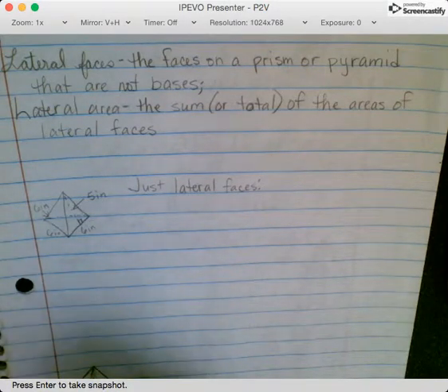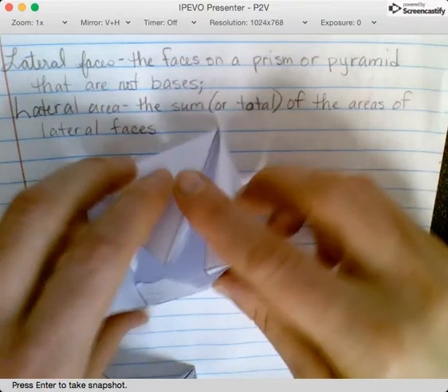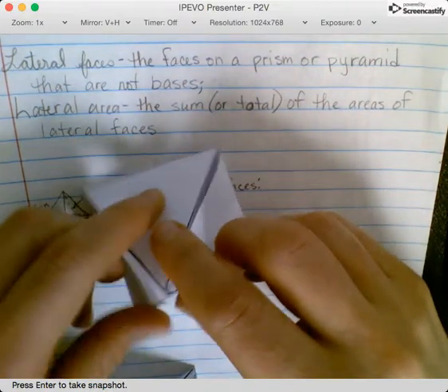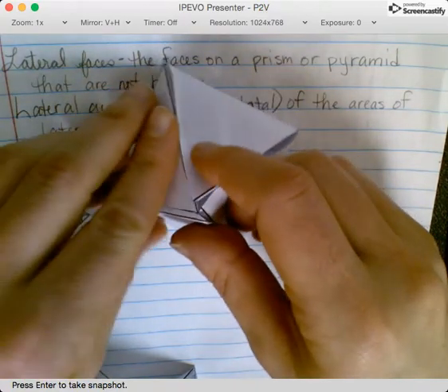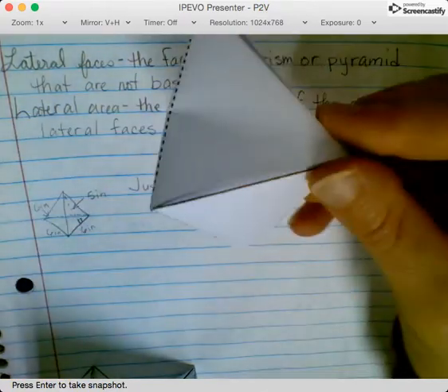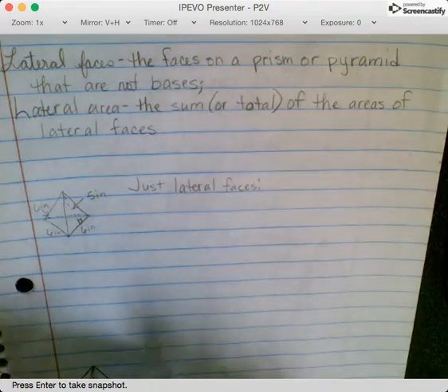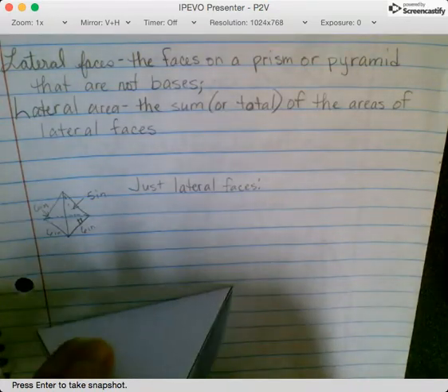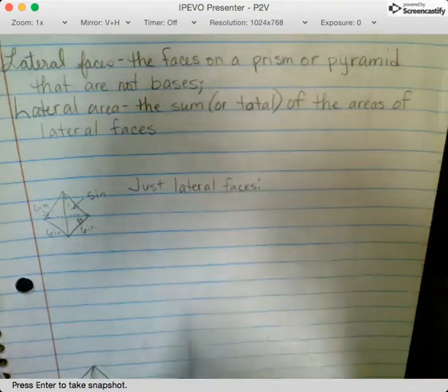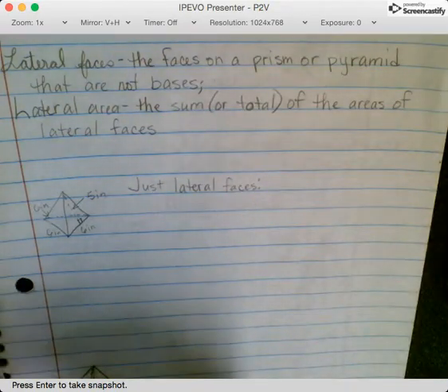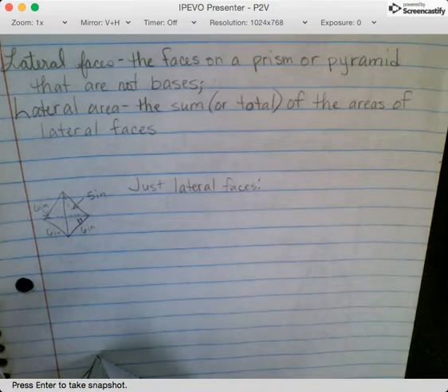Now, remember, a pyramid has lateral faces that are triangles. This would be an example of a pyramid, a square pyramid, and this would be an example of a triangular pyramid. I know it's a little bit hard to see in a video, but those are two examples.